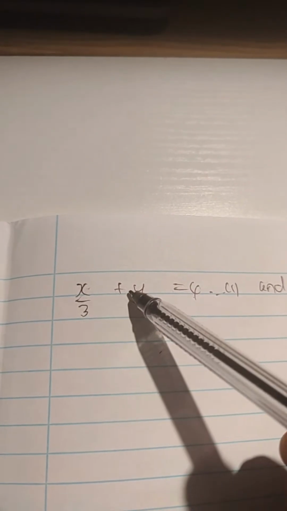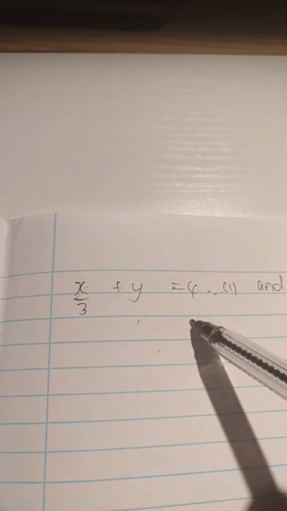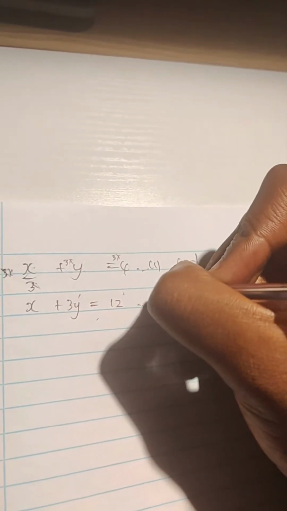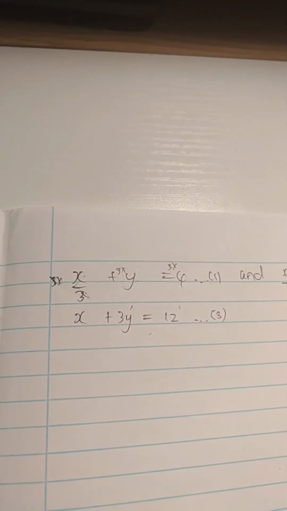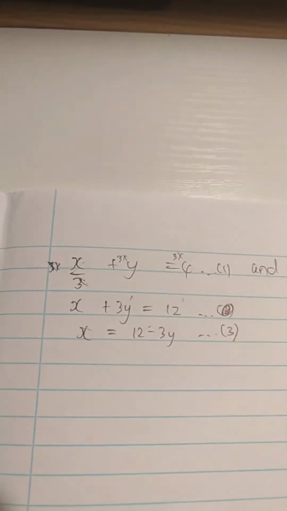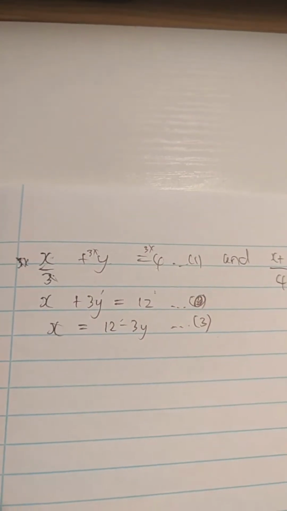So here the denominator has 3, y over 1, that's 4 over 1. So the lowest common denominator here is 3. I'm going to multiply each term by 3 from the get-go. So the 3 and the 3 cancel. I'm left with x plus 3y is equal to 12. And x is equal to, I'm going to transpose the 3y, 12 minus 3y. So now I have an equation 3 from equation 1.